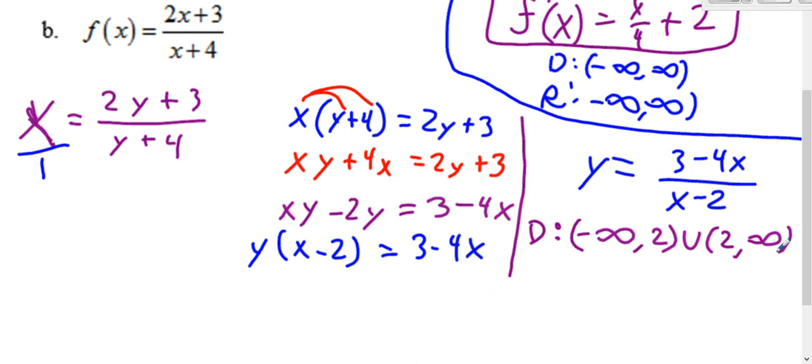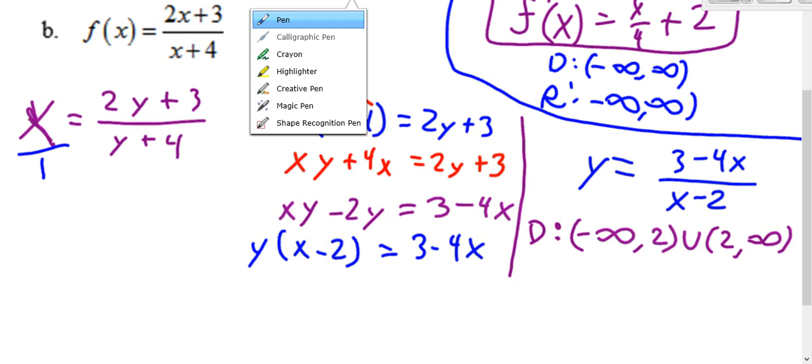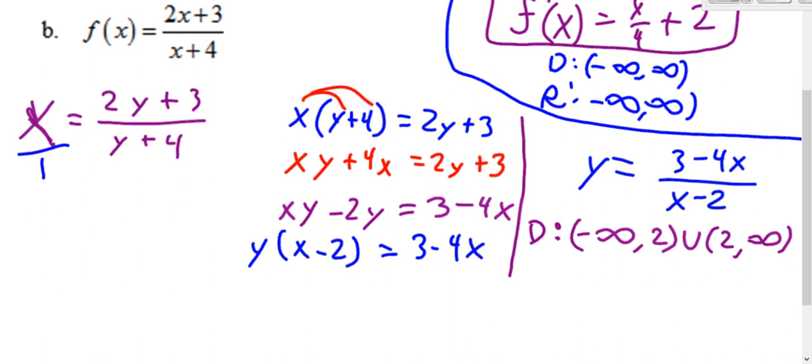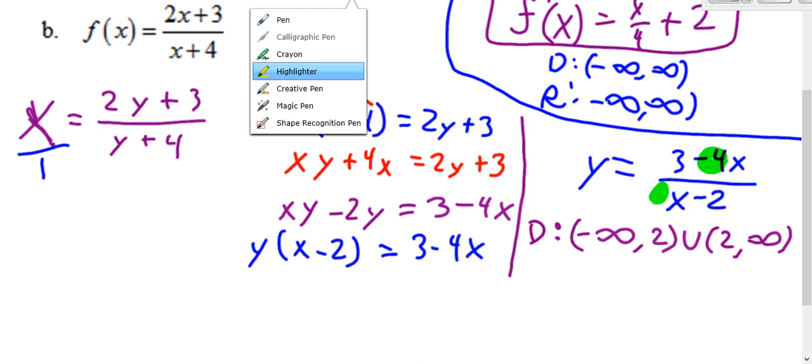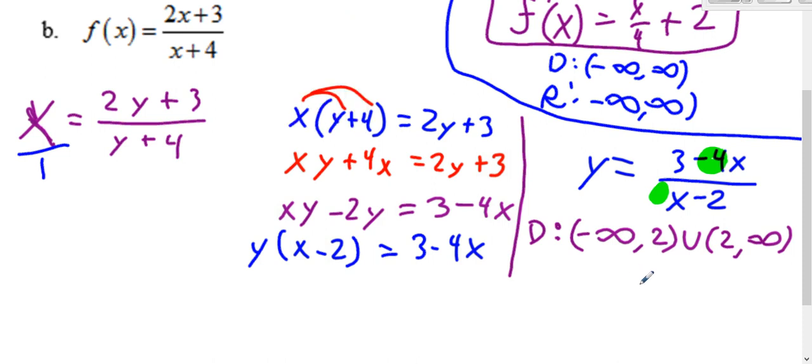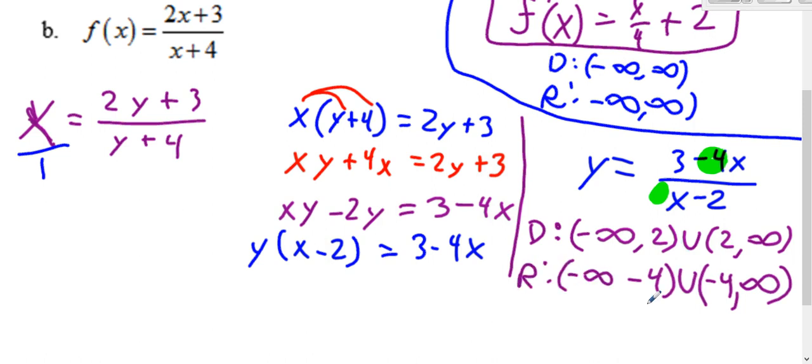Your range, I've mentioned this in other problems, you can get from the coefficients of x, the negative 4 and the 1. Negative 4 over 1 is negative 4. So it's negative infinity to negative 4, union negative 4 to infinity.